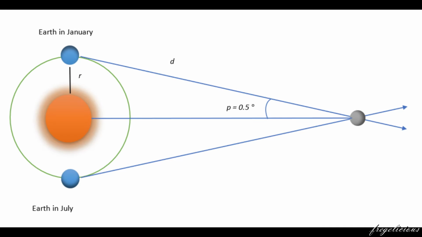Our Earth revolves around the Sun for 1 year. Suppose we observe a celestial body A in January and July. Then we compare the position of celestial body A relative to distant stars by drawing the following observation. By measuring the parallax angle P, we can actually calculate the distance D.